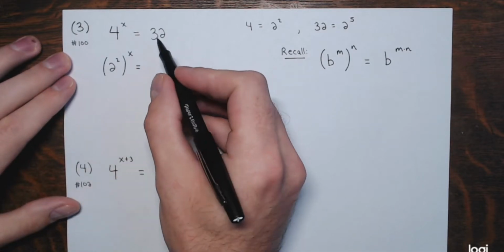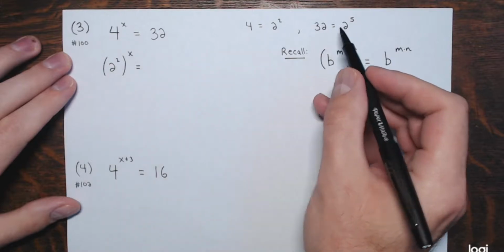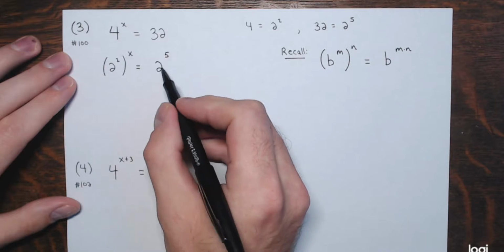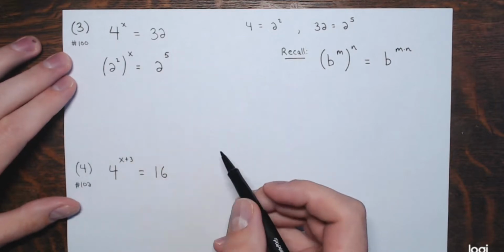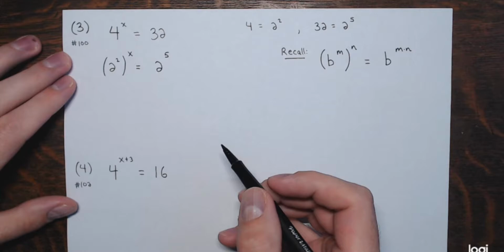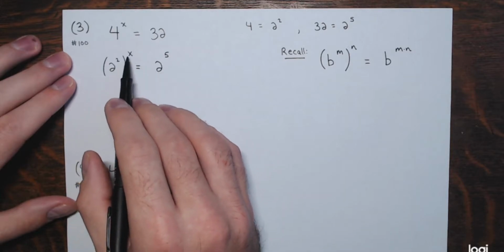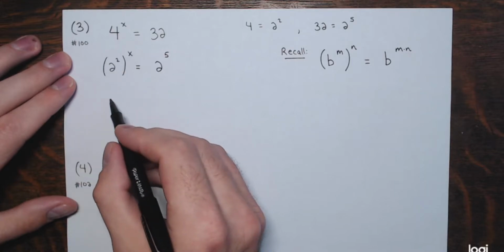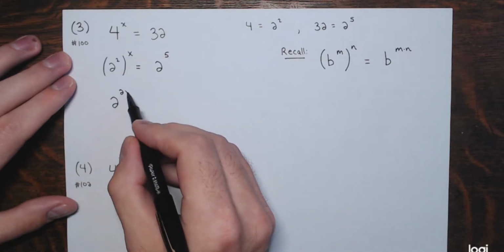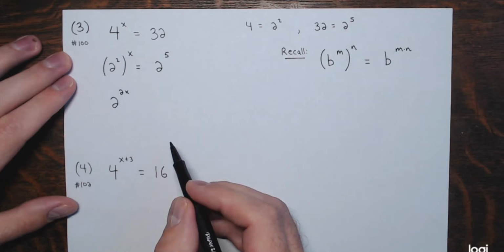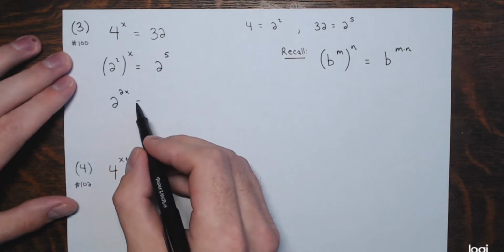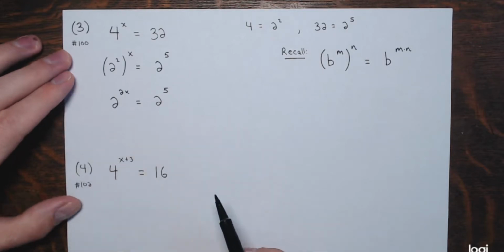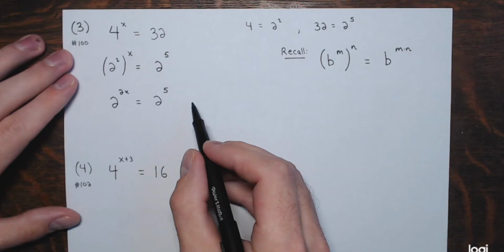And then on the other side, as I said, 32 is 2 to the 5th, and there's really no need for parentheses here. This isn't being multiplied by anything or raised to any powers. And now I use that power to a power property. 2 squared to the x is 2 to the 2x power, 2 times x. And then on the right side I have 2 to the 5th, and now I can apply that 1-to-1 property.